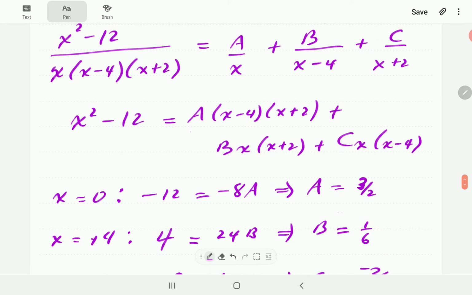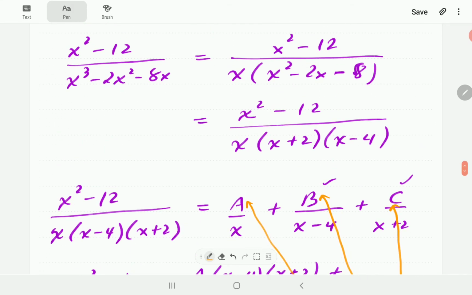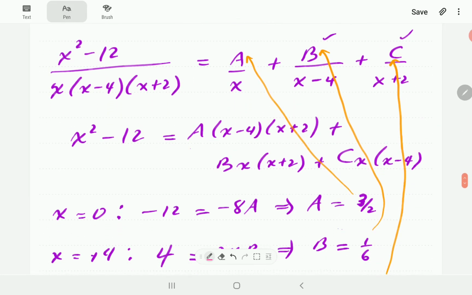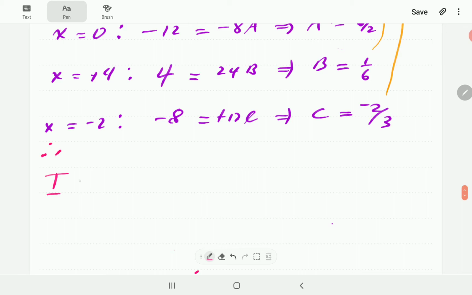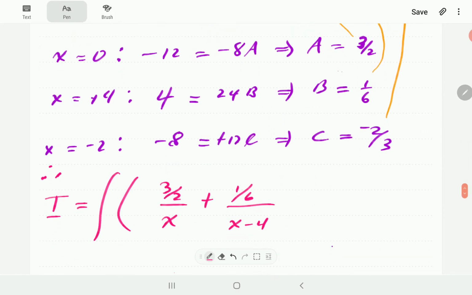All right, so what's going to happen then is we are going to plug these values in: A, B, and negative 2/3 for C. So if we call our integral I, our integral is going to be the integral of 3 over 2 divided by x, plus 1 over 6 divided by x minus 4, and then minus 2/3 divided by x plus 2, dx.